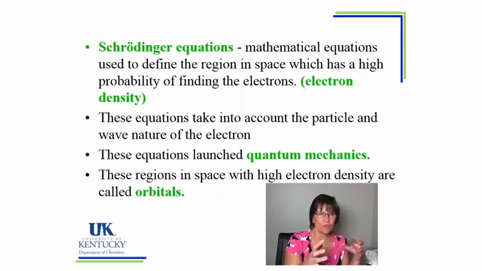Just introducing to you the fact that we're moving away from the idea of orbits. We're moving into this idea of orbitals, regions in space where we have a high probability of finding electrons. And what we'll do next is examine these Schrodinger equations. Actually, we won't look at the mathematical equations. We'll look at the outcome of those equations and see what they tell us about the orbitals of the atom.